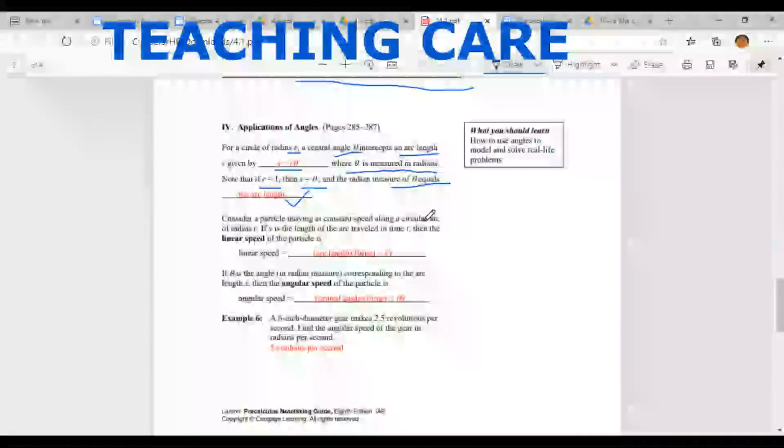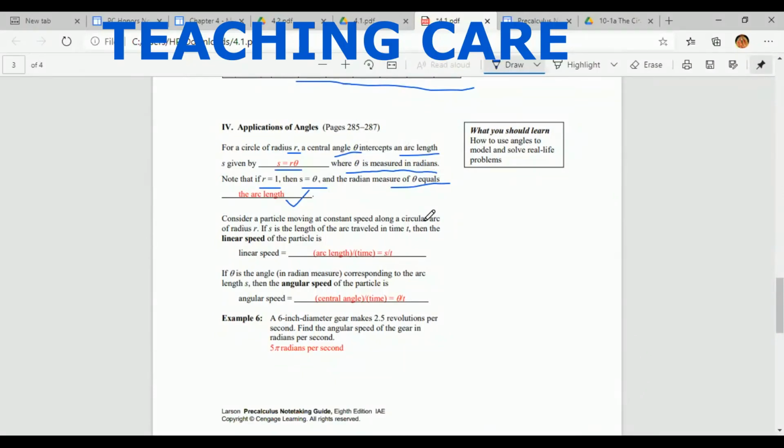So how do we find the linear speed? If s is the length of the arc and t is the time, the linear speed formula is arc length over time, that is s over t. This is the formula you need to find the linear speed of a particle when it is in terms of angles. If they ask you to find the angular speed, the formula is central angle divided by the time. Linear speed is arc length divided by the time. Angular speed is central angle divided by the time. Just make a note of these formulas.